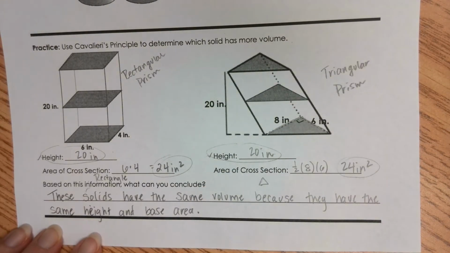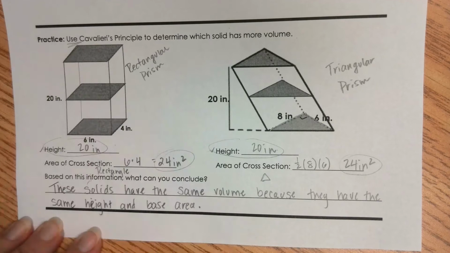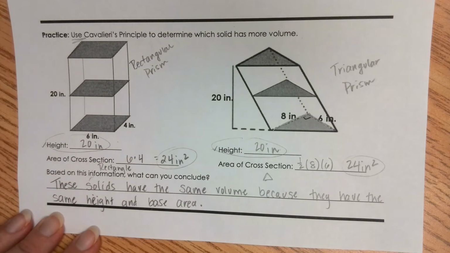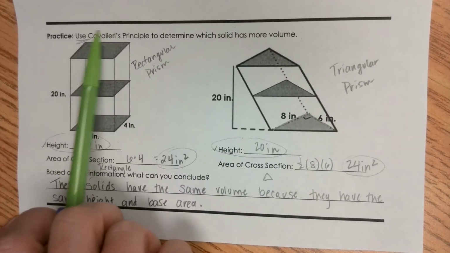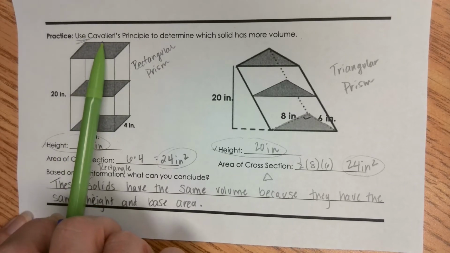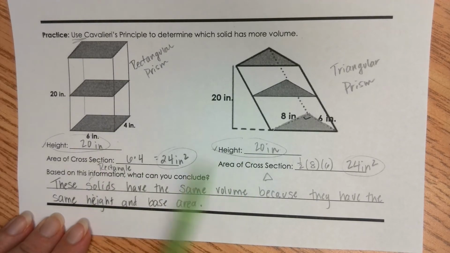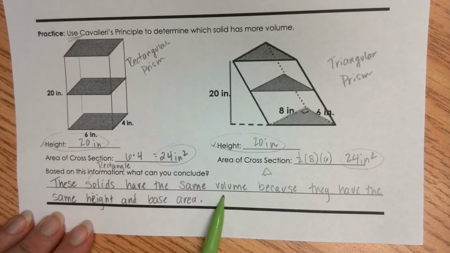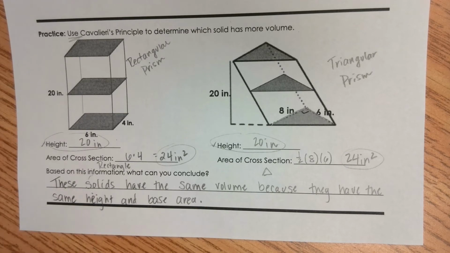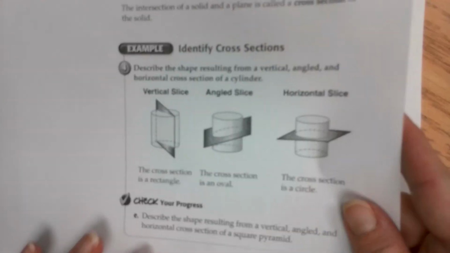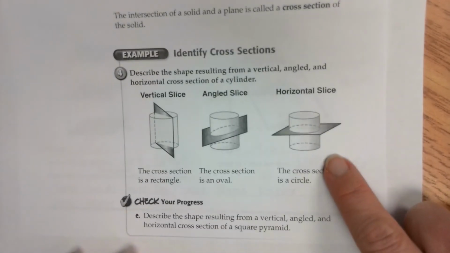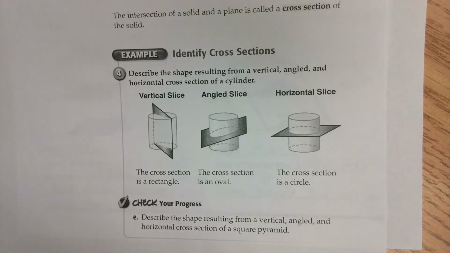So again, on the milestone, they're going to ask you to use Cavalieri's principle. You don't need to memorize it word for word. You really don't need to know how to spell his name, but you need to be able to recognize his name. It's going to ask you to compare two different shapes. You need to look at their heights and their cross-section areas or their bases and make sure that they are the same, and then they will have the same volume. So you have some homework here in dealing with cross-sectional areas and making these kind of assumptions with different solids, and then also using Cavalieri's principle.